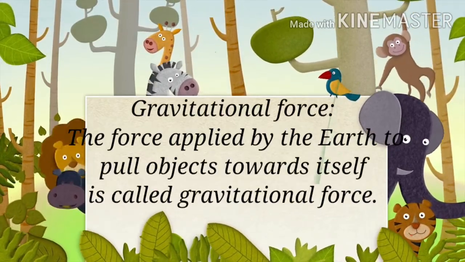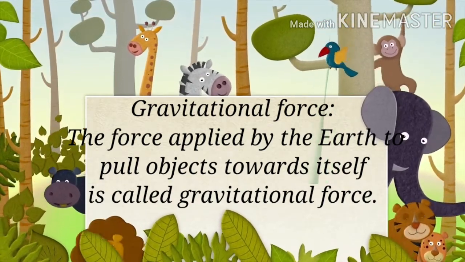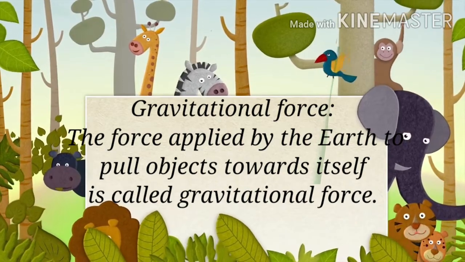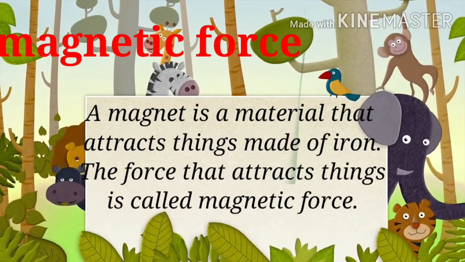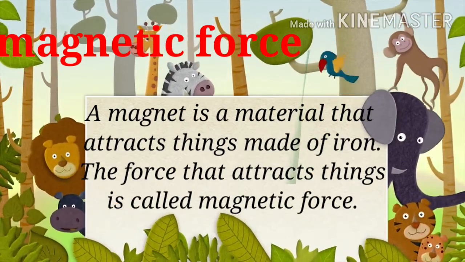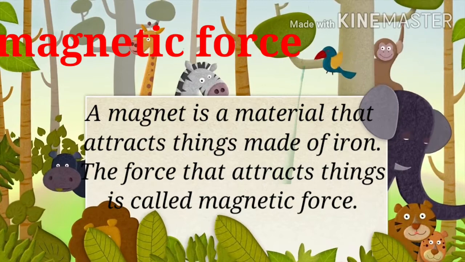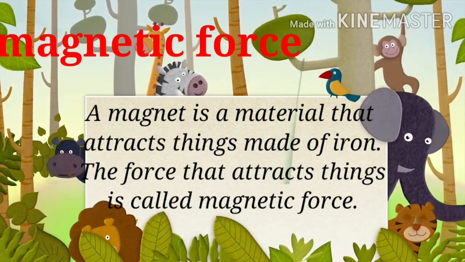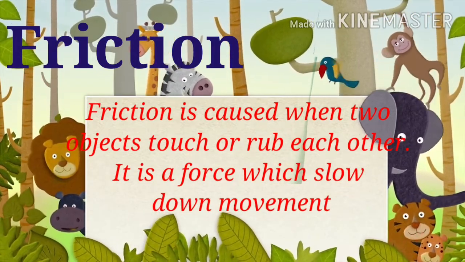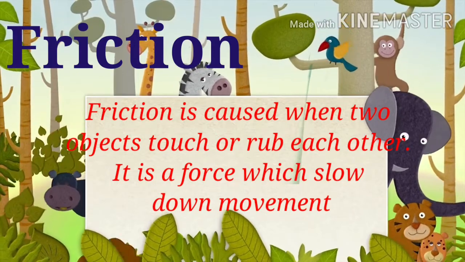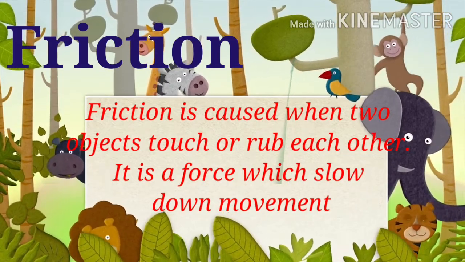Gravitational force. The force applied by the earth to pull objects towards itself is called gravitational force. Magnetic force. A magnet is a material that attracts things made of iron. The force that attracts things is called magnetic force. Friction. Friction is caused when two objects touch or rub each other. It is a force which slows down movements.